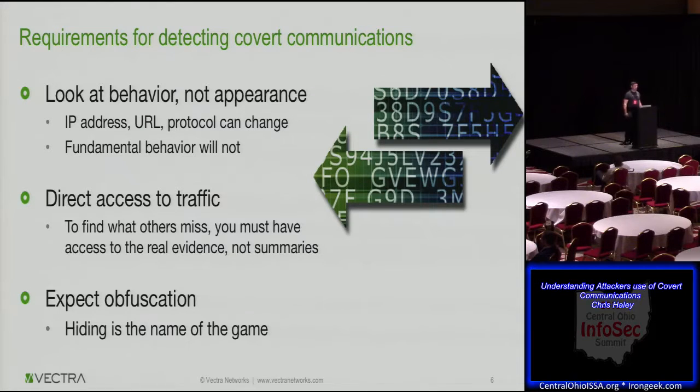The other piece that I think is very important is having the source of truth. The way we do business at Vectra is we collect packets and look at them as the source of truth. We're not using summary information or log generation; we're actually looking at packets, both encrypted and unencrypted. And that provides very valuable information around covert communications.